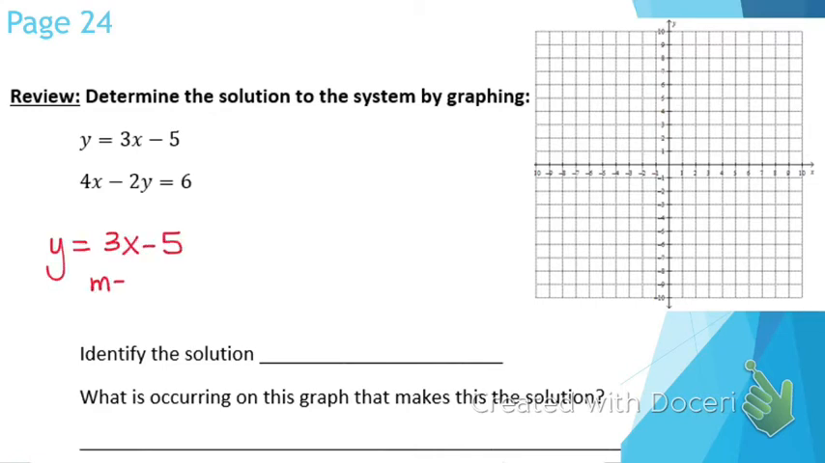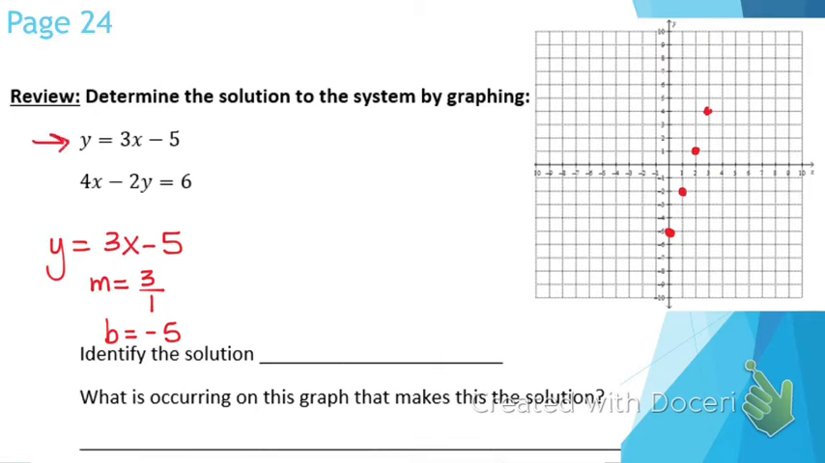Your slope is 3. Your y-intercept is negative 5. So go ahead and graph that equation. When you're graphing, you start at negative 5. And then your slope is 3, so you're going to go up 3, right 1, up 3, right 1. And I'm going to put a lot of points only because I'm graphing on an iPad and I can't put a ruler down.